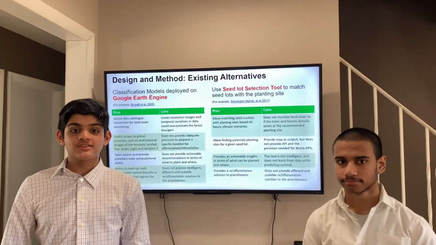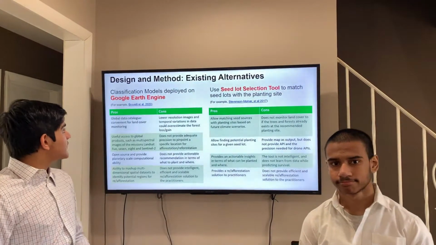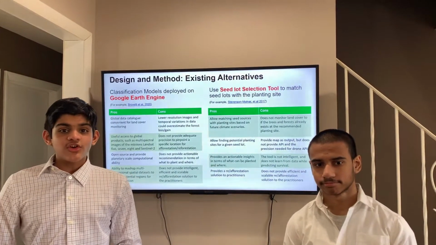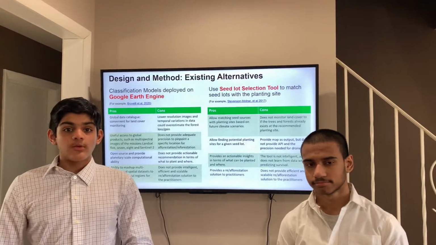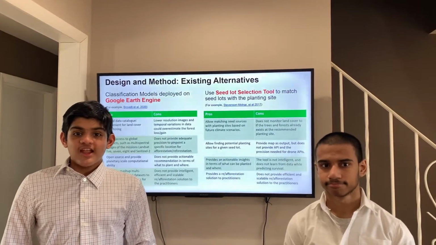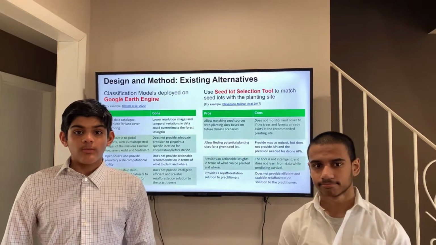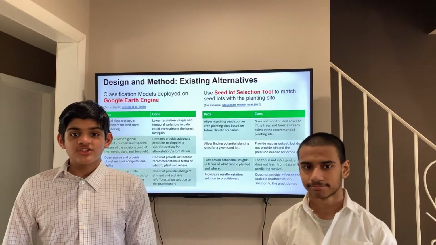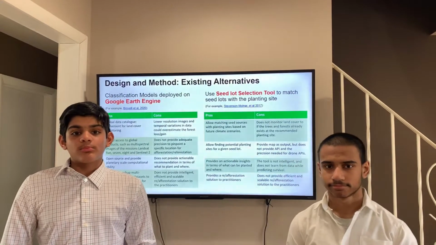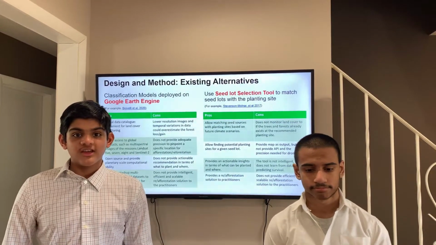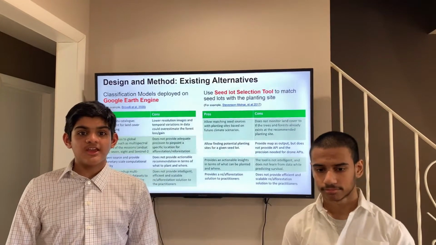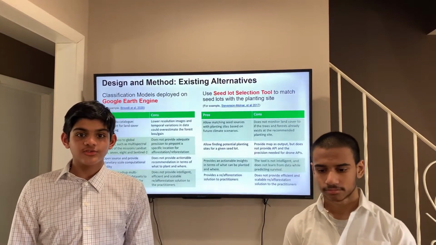So let's look at some existing alternatives. The next alternative is classification models that are deployed on Google Earth Engine. These are great as they provide satellite data from all over the globe. They also are open API and open source, which means that anyone can access the data and use it to build their own models. However, they don't give you precise pinpoint locations to plant trees, and they are a little bit difficult to use if you don't have technical knowledge, which makes it hard for the average practitioner to use.